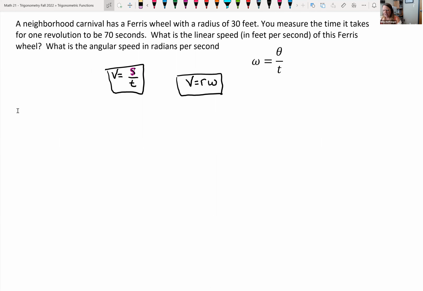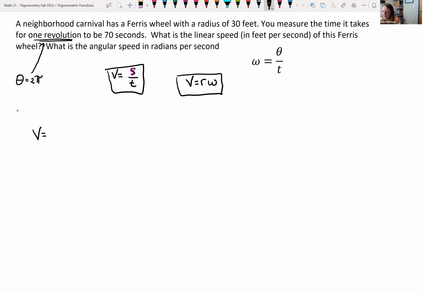Okay, so we need to look at the linear speed. Well, that is s. We know that it's one full rotation, or one revolution. One revolution is a full circle. And so we know that our full circle theta is going to equal 2 pi. So it needs to be in radians.